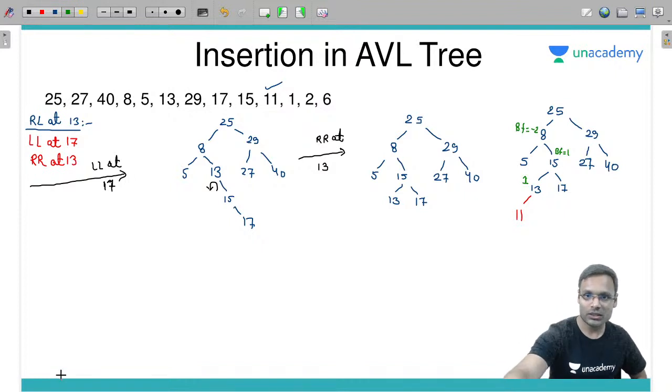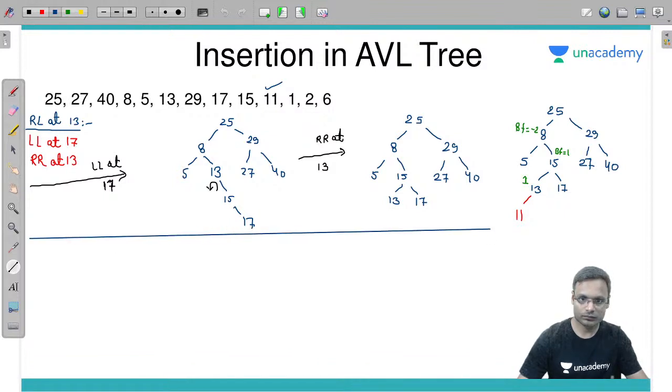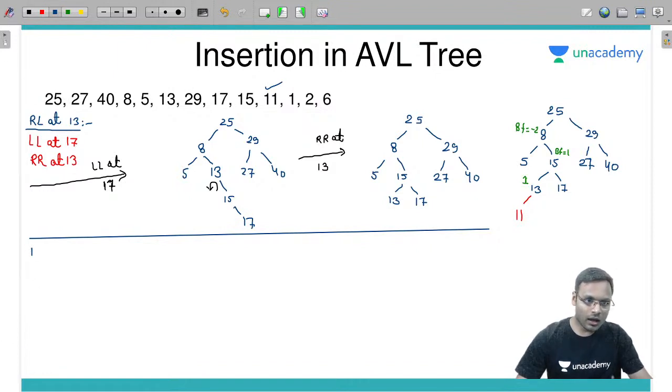So what I'll do is I will go for the next page. RL at 8. I'm writing here first RL at 8 so that I can at least write down the rotation name. RL at 8. Double rotations? Yes. What kind of rotations? First of all, LL at the right child of 8, which is 15, and after that RR at 8.